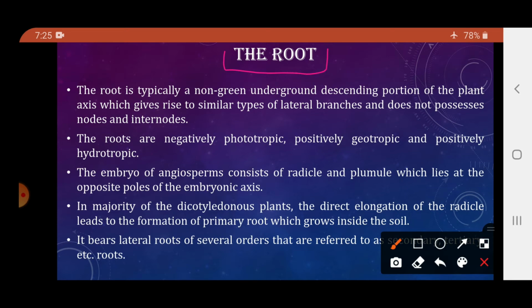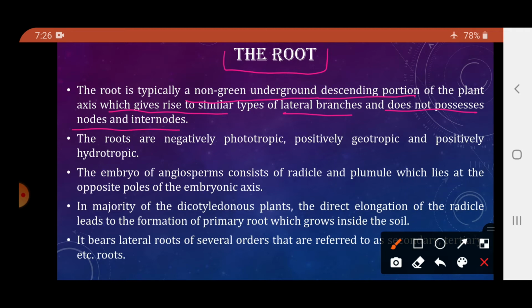Now, how can we define a root? Basically a root is a non-green underground descending portion. Descending यानी नीचे की तरफ होता है. The descending portion of a plant which gives rise to similar types of lateral branches, and it does not possess nodes and internodes.